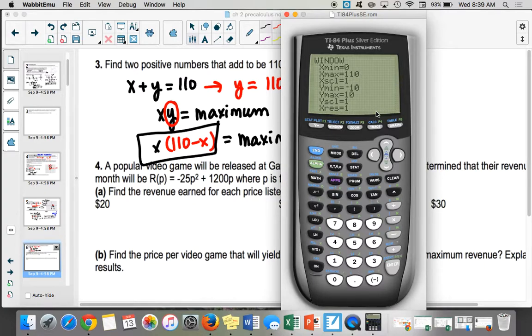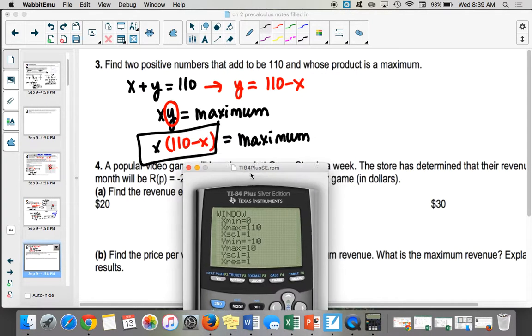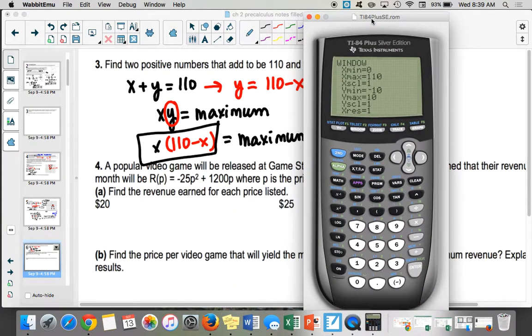And then our y value, though, is probably pretty darn big. So if you're not sure, we're saying their product is a maximum. I mean, think about just like 50 and 60, kind of in the middle, right? Those had to be 110. What would their product be? 50 times 60? What's 50 times 6? 300. So 50 times 60 is 3,000. So it's going to be pretty big. So let's go up to like 5,000. Just kind of exaggerate it.